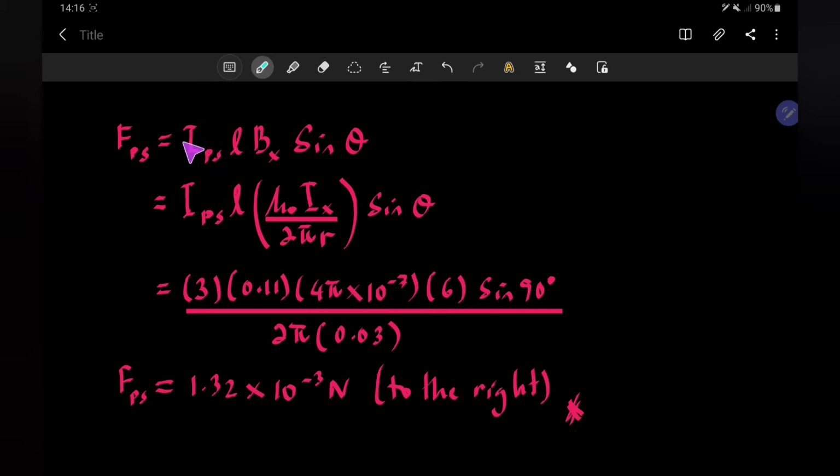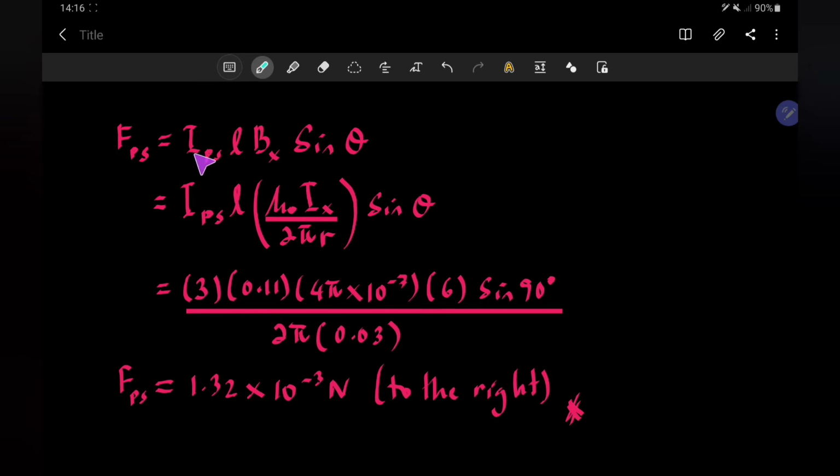Okay, but the magnetic field strength exerted on it should be the other one, isn't it? Which is by X. So F_PS equals I_PS L B_X sin theta. Okay, so again, theta is 90 degrees, because L and B are perpendicular to each other. So the angle is 90 degrees, sin 90 giving you 1.